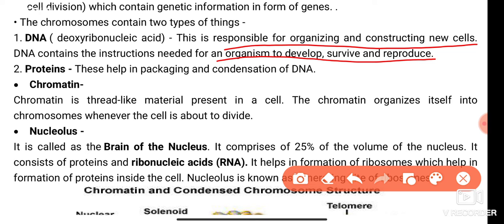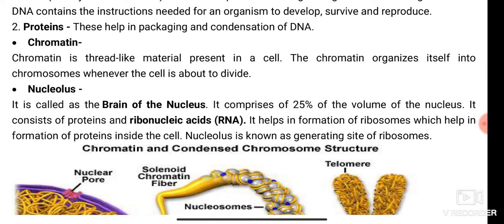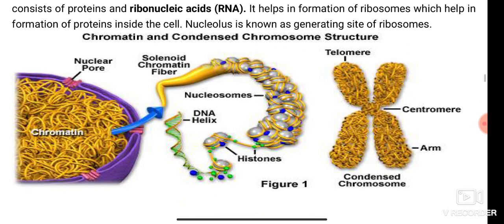Proteins help in packing and condensation of DNA, that means condensation of DNA to form the chromatin fiber again. Chromatin is the thread-like material present in the cell, and the chromatin organizes itself into chromosomes whenever the cell is about to divide. See in the diagram.